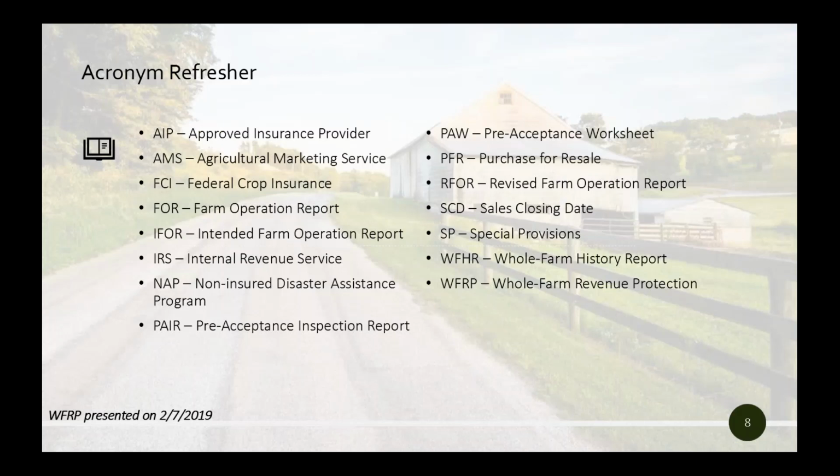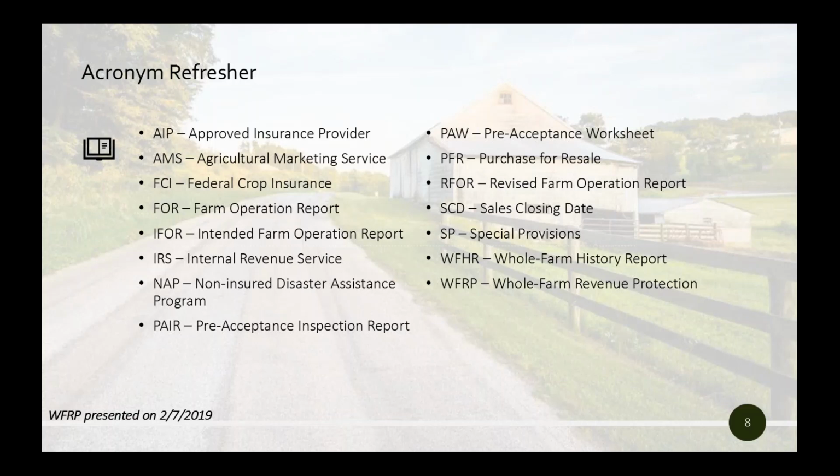So here's an acronym refresher, just in case you'd forgotten some of them. We'll deal with some of these today. Obviously, the AIP is who your company is, the insurance provider there. Federal crop insurance, this is a federal crop insurance product. The farm operation report, that's very integral to determining your guarantee for whole farm. It's your acreage report, it's part of your application, it's part of your production reporting at the end of the year. Intended farm operation report, as we talked on Tuesday, that's the first step in the process.